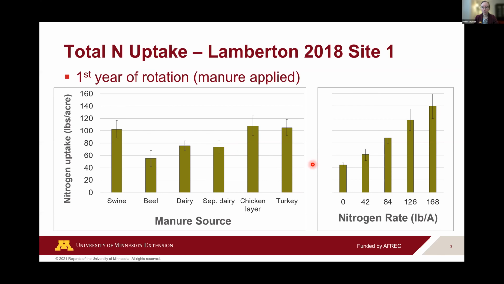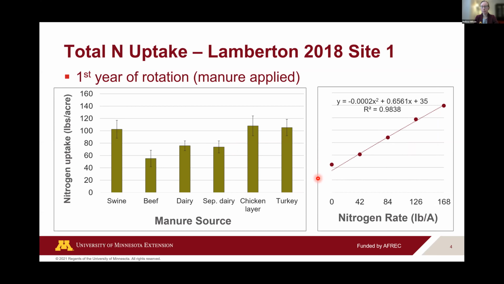So one of the things that you can do when you have a nitrogen rate curve like this is develop a response curve. And that's what we did here. We developed an equation. And then since we know how much nitrogen uptake we got with manure, we can take that out over where it lines up with this equation. And then if you take it down to the x-axis, you can get what the nitrogen rate or the nitrogen fertilizer equivalent value is. So if we also use this equation, basically we know what y is and we want to solve for x. And that's the nitrogen rate at the bottom here.